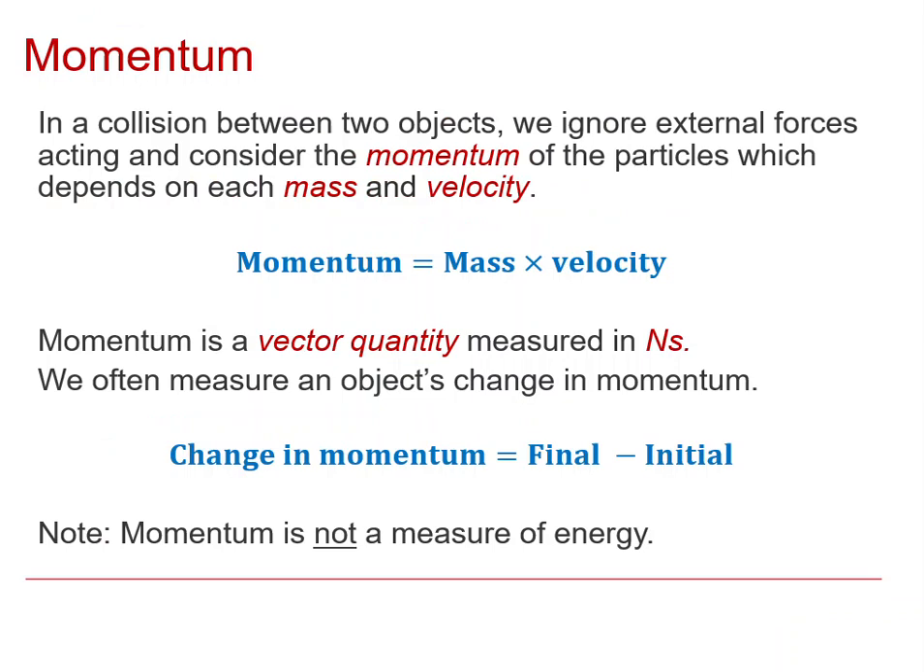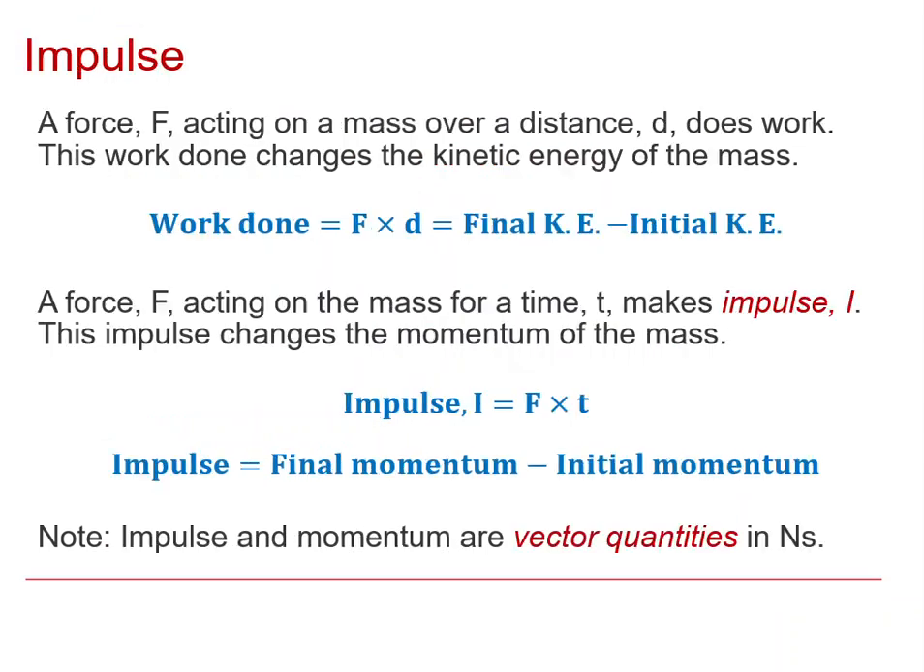We've met momentum defined as the mass times the velocity for a particle or body. Momentum is a vector quantity and it's measured in Newton seconds. We often have to measure the change in momentum, which will also be a vector quantity, and that will be the final momentum minus the initial momentum. Remember that momentum is not the same as energy.